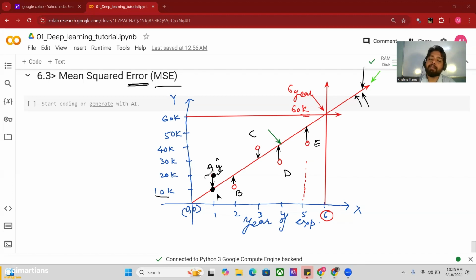Now, the gap between these two is 10K, because currently I'm offering, let's say, the salary of A as 20K, but my model is saying no, you shouldn't offer him 20K, you have to offer him 10K. You are offering 10K more. So how will I calculate this? This is Y and this is Y cap. Y is the true value, which is available in our data set, and Y cap is the predicted value.